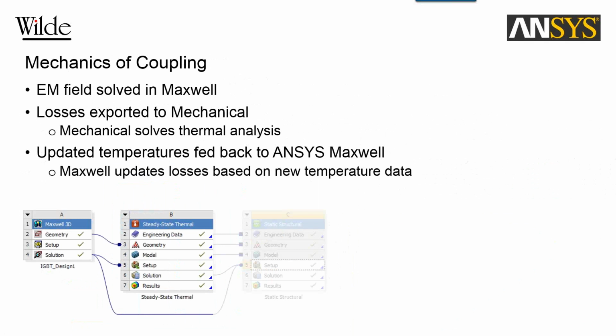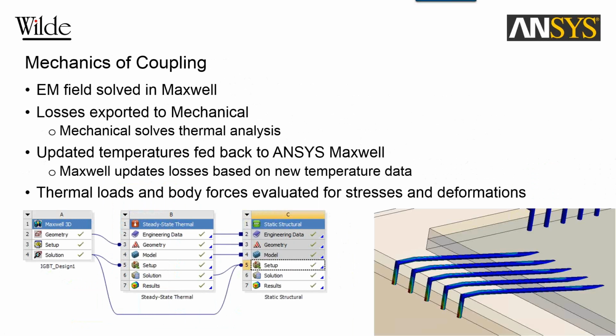Again, we can automate this process such that information is sent to and from Maxwell until a steady state solution is reached. Once we've got a steady state or equilibrium temperature or ohmic loss solution, we can take those results to static structural, where we can perform a structural analysis. And over here, what we're looking at is the deformation and stresses on the bond wires. So you can see maximum stresses are at the connection points.